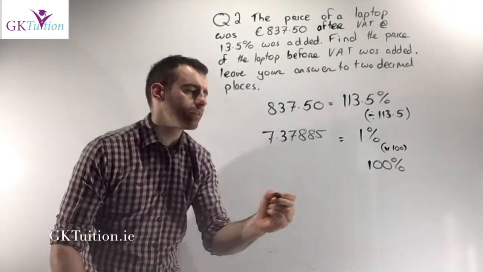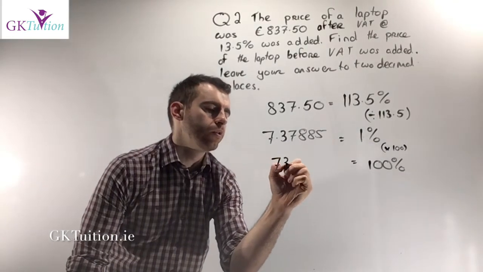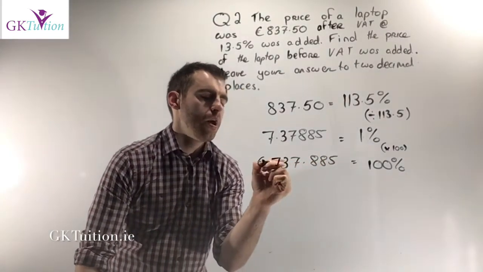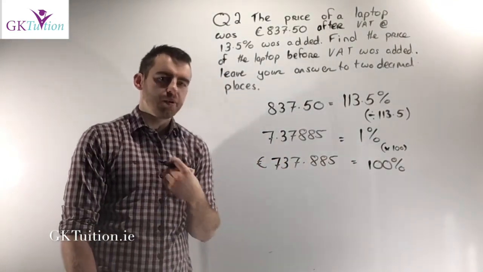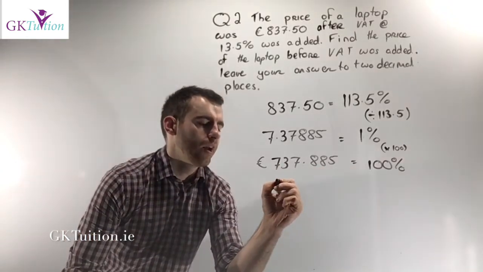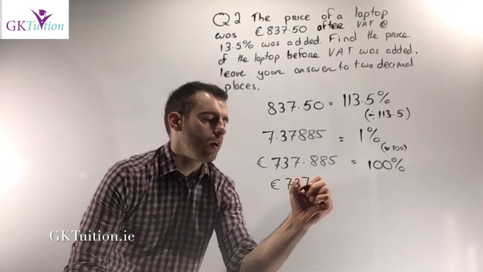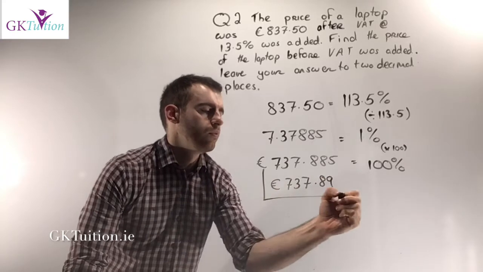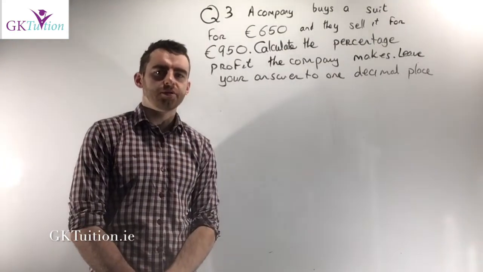And if we do that, if we multiply the left-hand side by 100, you're going to get €737.885. But obviously it doesn't make sense. Money we would never leave to 3 decimal places. We always leave it to 2 decimal places because it would be cents. So in this case, we'd have to round up. Because it's 85, I'd have to round to 9. So the cost of this laptop before VAT was added must have been €737.89. Okay, question 3 is a little bit different.